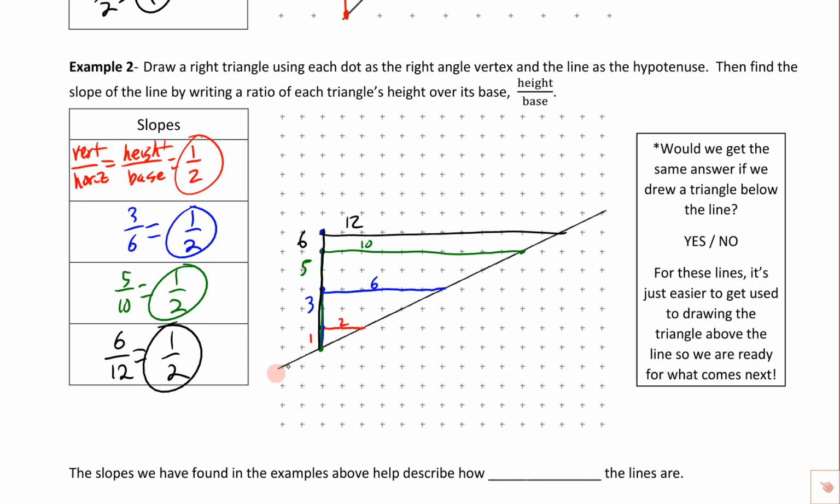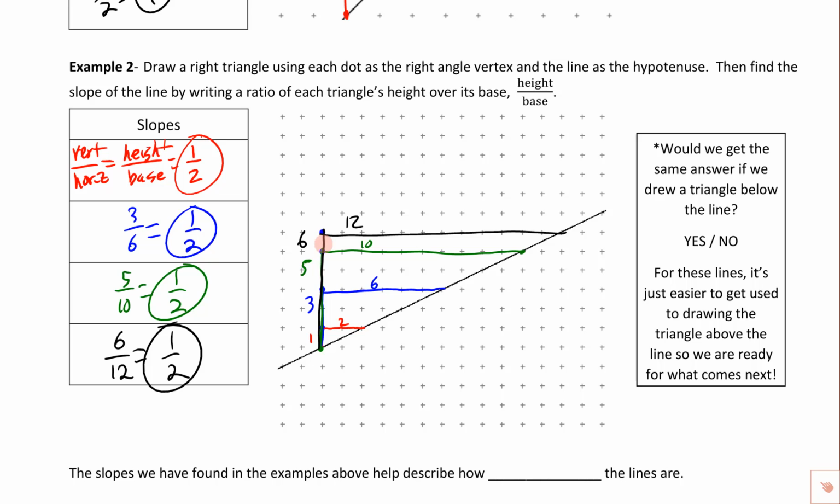Now, because this line is nice and straight, we should get the same slope every single time, but this exercise of going through and drawing these triangles is going to be really valuable, especially if you do it the way I taught you to. So we want to figure out whether we go up or down and then right or left. It's the vertical over the horizontal.